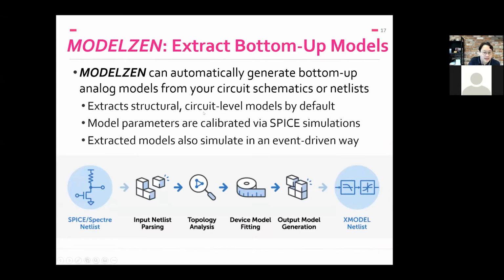And when it does, let's say for your transistor model, it has to reflect any technology-dependent characteristics. So those model parameters are calibrated through SPICE simulation. And all of these models, in the end, you have these SystemVerilog models described with the X model primitives. So they run very fast in an event-driven way in SystemVerilog.